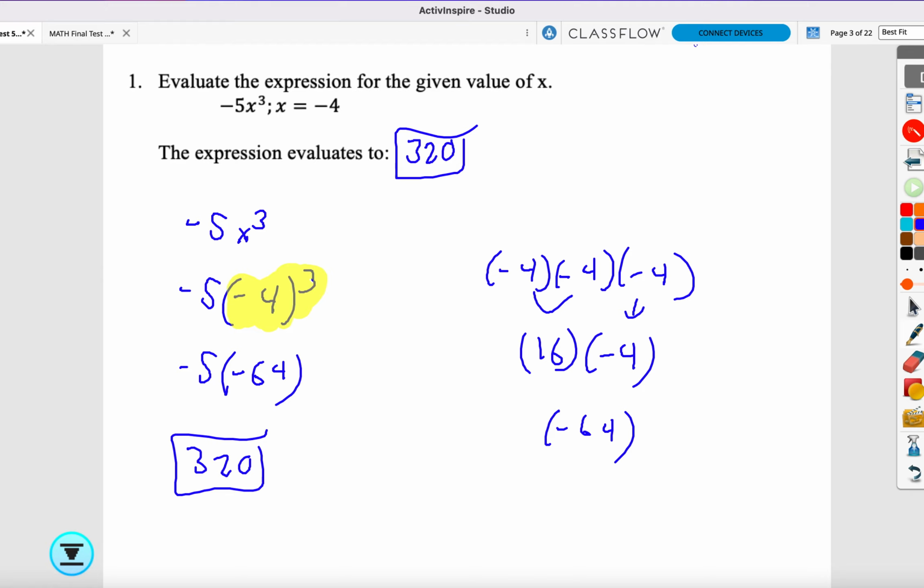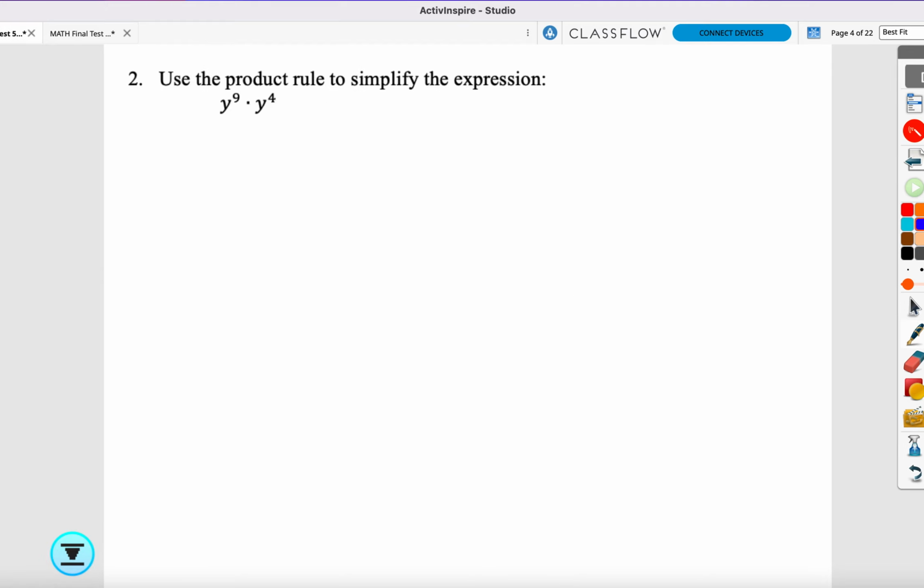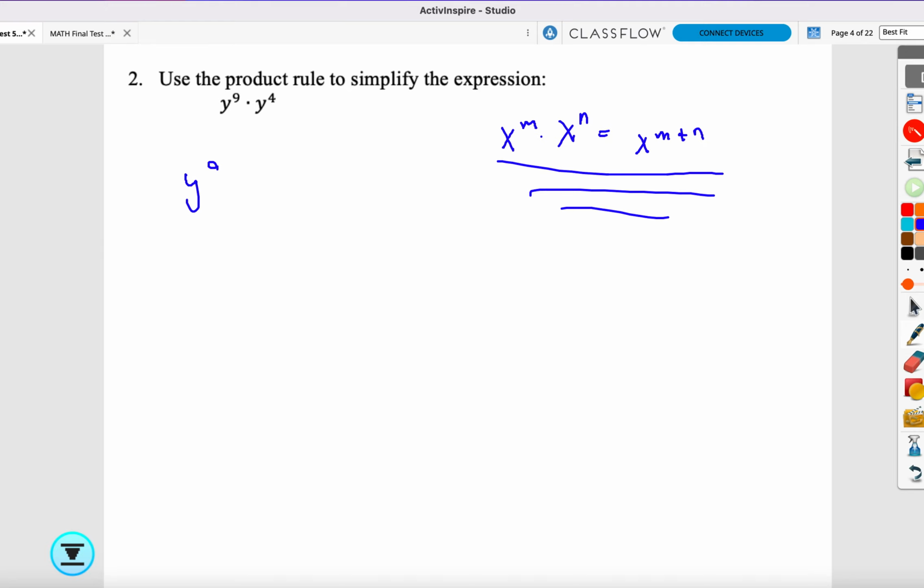All right, let's keep going. Use the product rule to simplify the expression. So remember the product rule: when you multiply the same letter, we add the exponents. It's x to the m times x to the n, and we add the exponents. I'm not going to show all the rules because I did that in the lectures, but remember what the rules are. We have the same base here, so we just do 9 plus 4 to get the solution, which is y to the 13th power, and we're done.